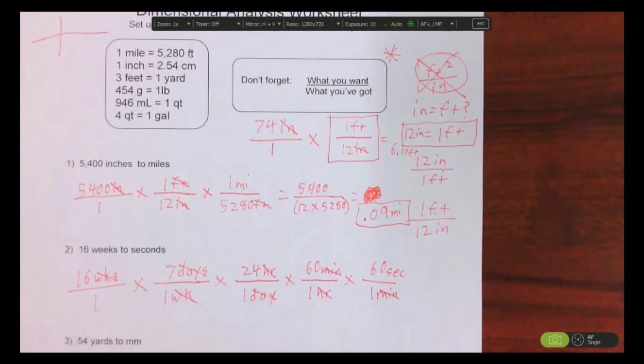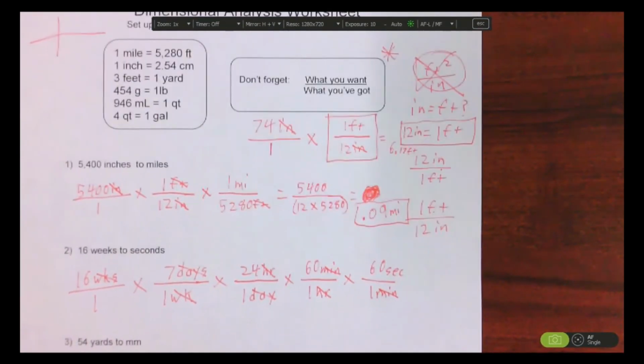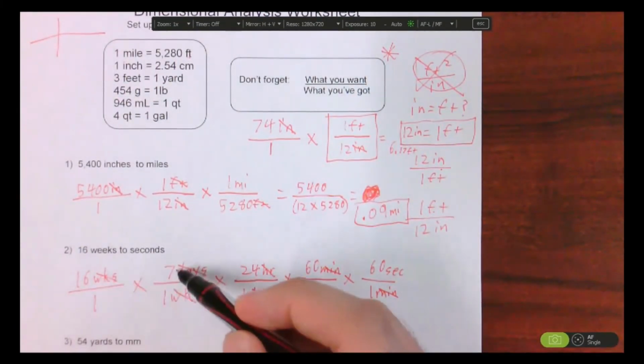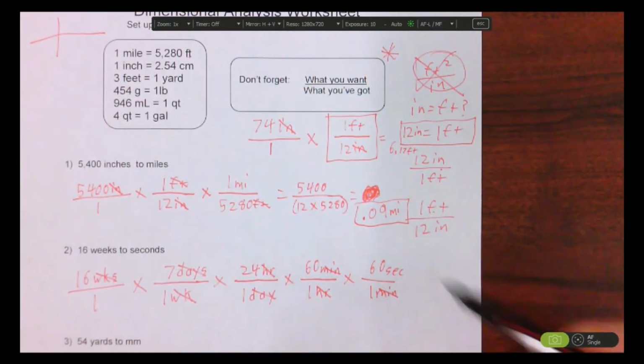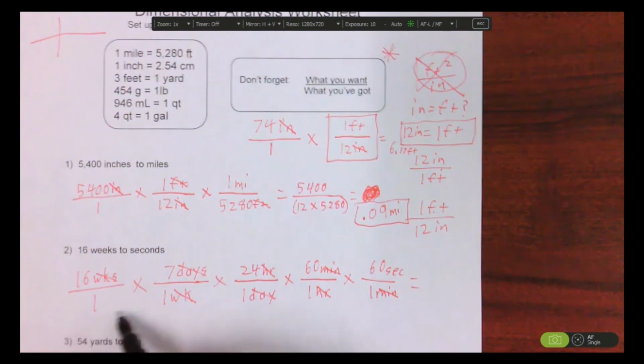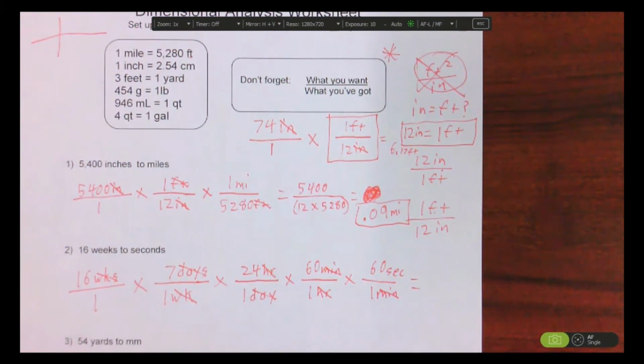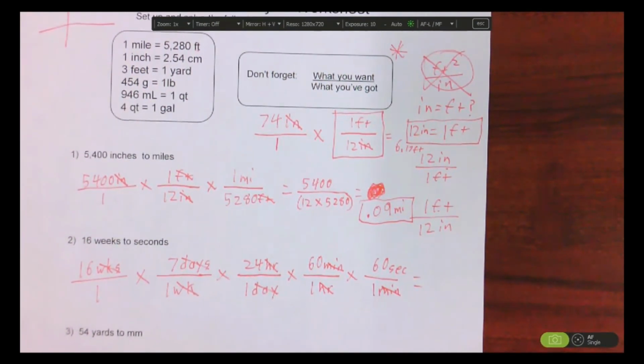So I'm more worried about the whole setup than anything else. Now, yes, if you put this in your calculator, you could take 16 times 7 times 24 times 60 times 60, and that actually will give you your answer because everything on the bottom here is 1 times 1 times 1 times 1 times 1. So I'll go ahead and tell you, you're going to end up with a big number here.